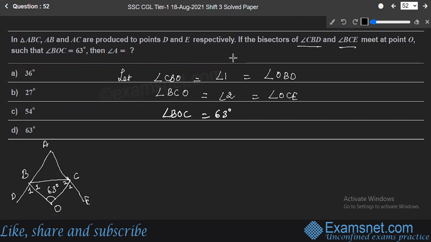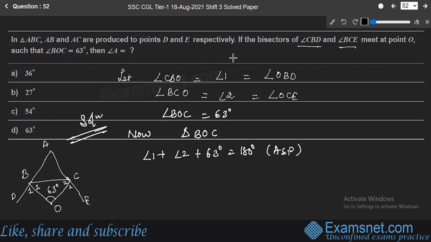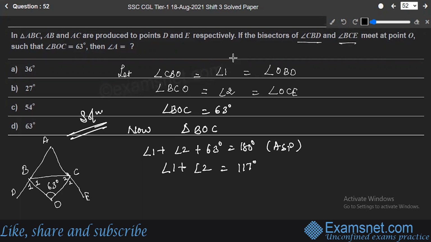So now consider triangle BOC. Angle 1 plus angle 2 plus 63 degrees is equal to 180 degrees, right? So here I'm starting with the solution. This is the angle sum property of triangles. From here you have angle 1 plus angle 2 is equal to 117. Correct? Now consider the line AD.